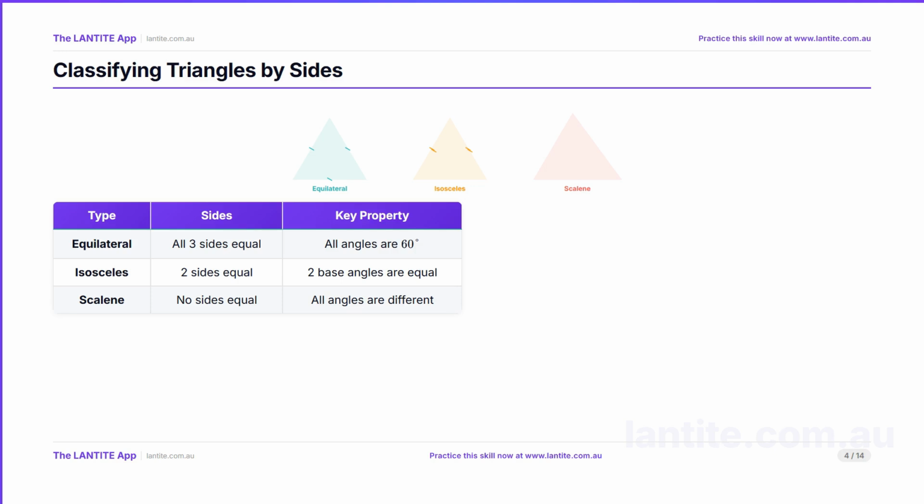Triangles can be classified by their sides. An equilateral triangle has all 3 sides equal, and consequently, all 3 angles are 60 degrees. An isosceles triangle has 2 sides equal, and the 2 base angles opposite those equal sides are also equal. A scalene triangle has no equal sides and no equal angles. On diagrams, equal sides are marked with small tick marks.